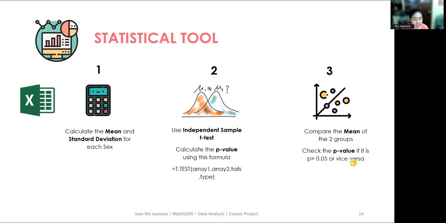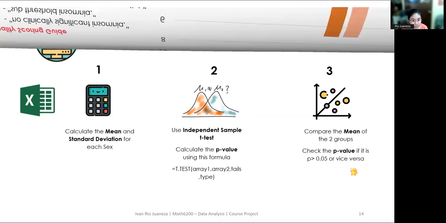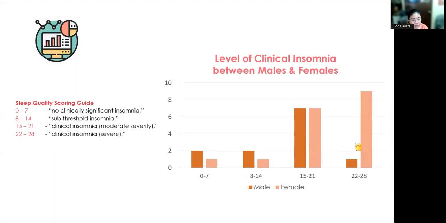But before we proceed to the computation, I have a bar chart that shows a graphical presentation of the level of sleep quality of each group. I have grouped them according to the given scoring guide earlier. So here's the sleep quality scoring guide. So we now open the Excel to compute for the p-value.